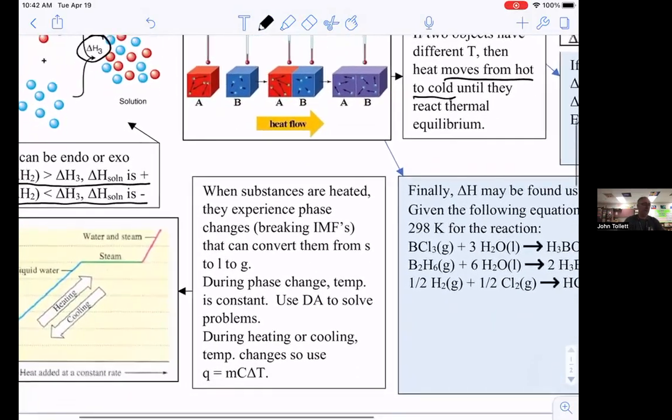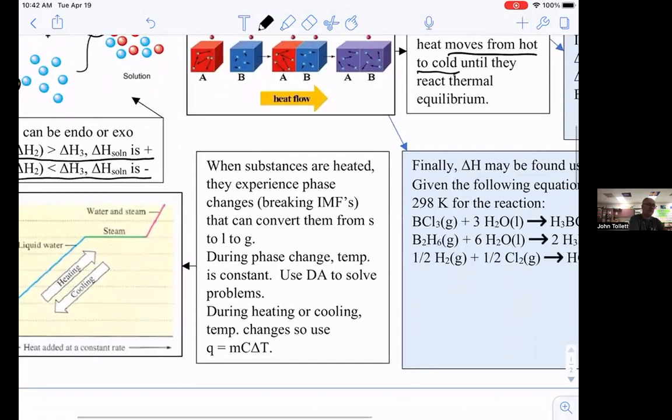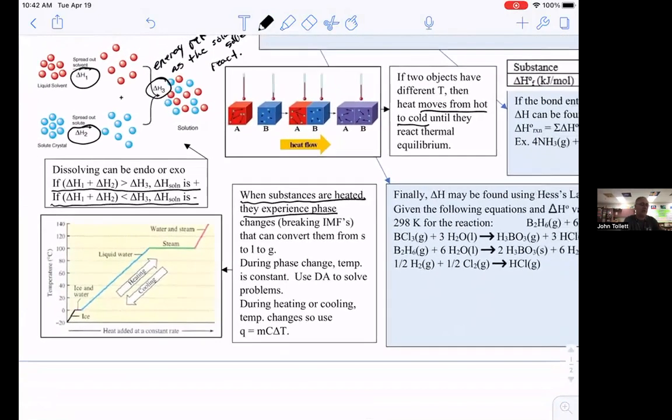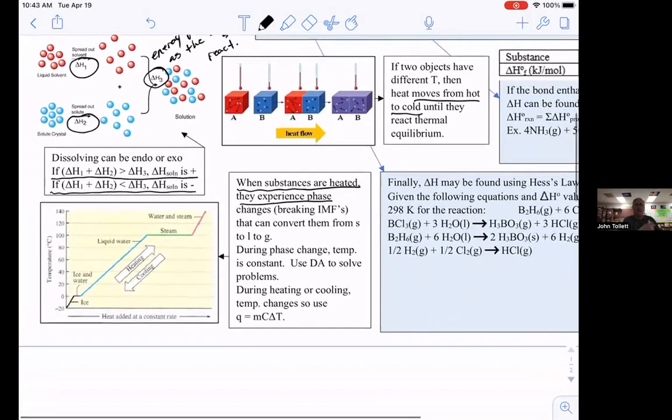Okay, so if I come over down here, it says, when substances are heated, they experience phase changes. That's true. This could be graphical. If you're given a certain substance and you want to find out how much energy is released or gained when something takes place, and the object starts at one temperature and ends at another, you would need to draw a phase change graph like this, or a heat curve, is what they're called.